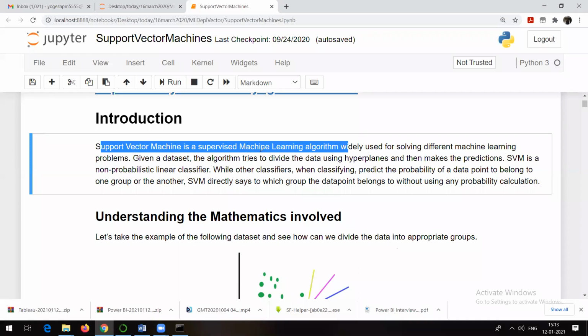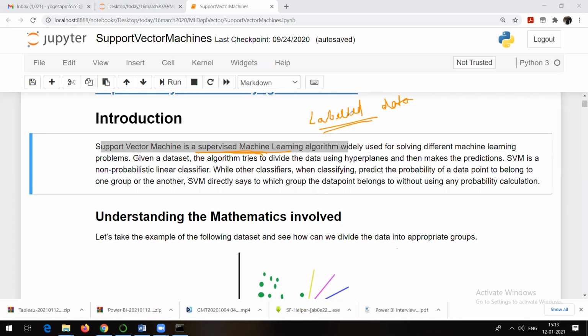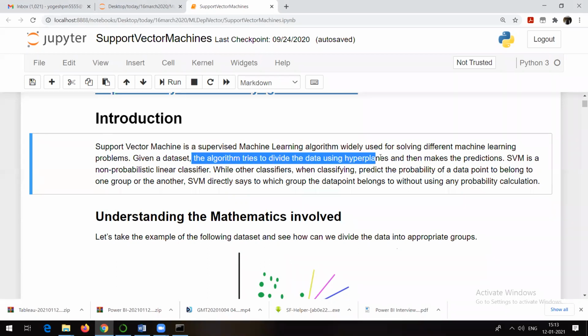Whenever the words supervised machine learning algorithm come into the picture, always remember, it means you are aware of the input and output in advance. That means your data is labeled. And obviously, you can solve problems of classification as well as regression, as I told you earlier. It is widely used for solving different machine learning problems. Given the data set, the algorithm tries to divide the data using hyperplanes and then makes predictions.